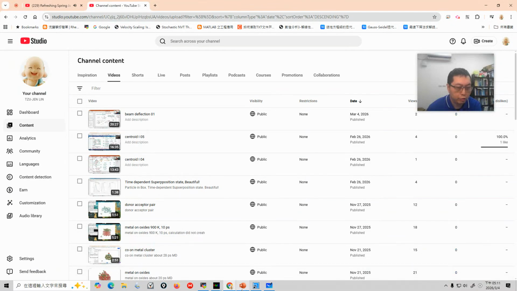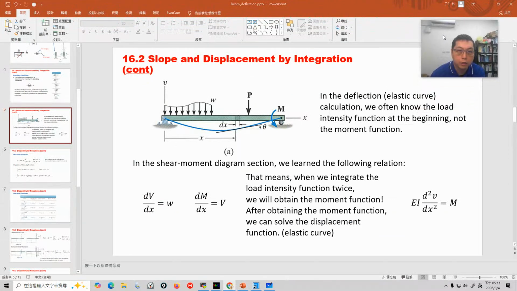Okay, in this video we are going to keep talking about the deflection calculation. In the previous video I just gave you the big picture of the deflection calculation. In this type of problem, when we apply a load on a beam, we want to know what the deflection, or the elastic curve, of the beam is. So we need to use the differential equation to solve the elastic curve.